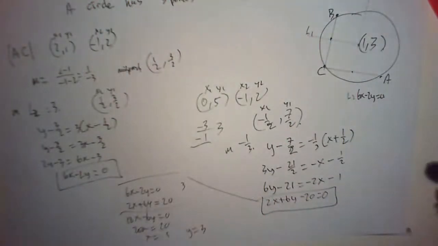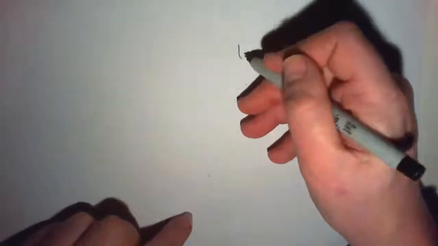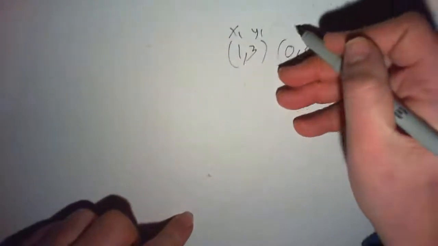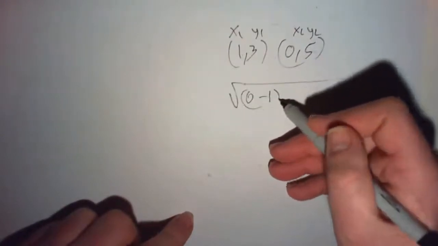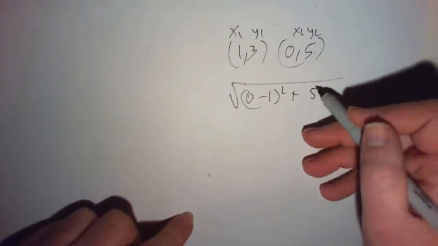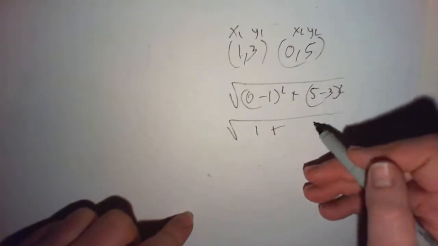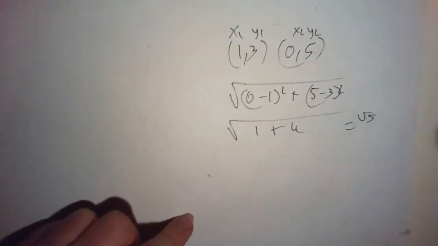I'm using a new sheet of paper, if you don't mind. Okay. So what have we got? 1, 3 and 0, 5. x1, y1, x2, y2. Let's get the distance. X2 minus x1 squared plus y2 minus y1 squared. That's the square root of 1 plus 4, equals root 5. So the radius is root 5 and the center is 1, 3.